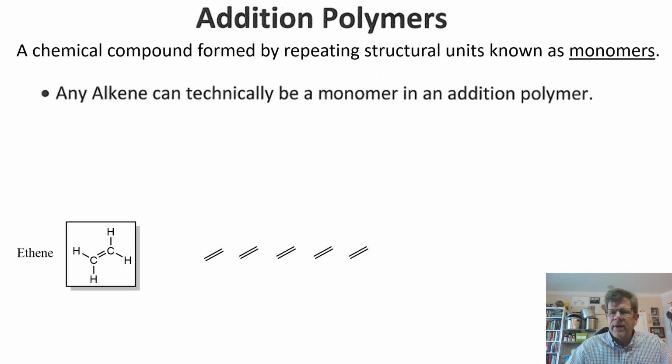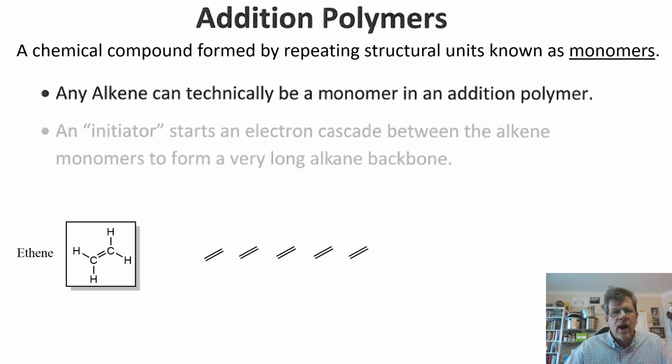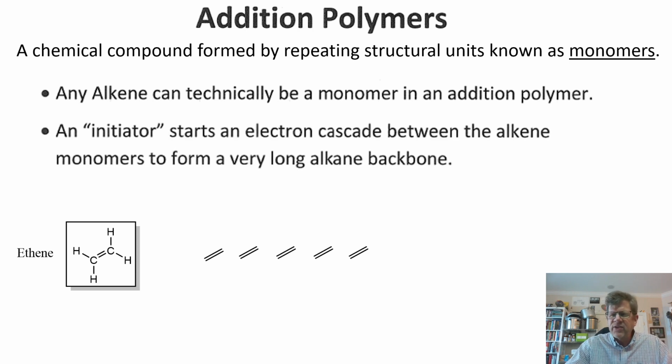So what starts an addition polymer reaction is the addition to the reaction mixture of what's called an initiator. An initiator, I will be showing or abbreviating it as I star. The reason I'm abbreviating it is because these molecules are typically very, very complex, much more complex than we want to really work with. And it doesn't really matter because their main purpose is to start an electron cascade between the alkene monomers, which ultimately will form a very long alkane backbone.